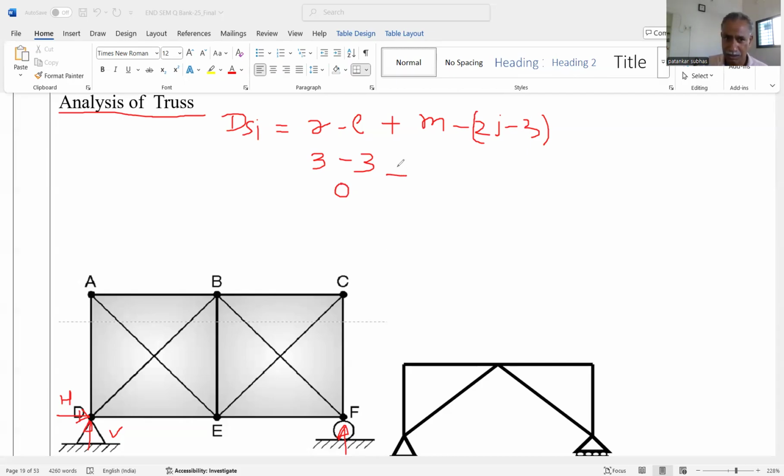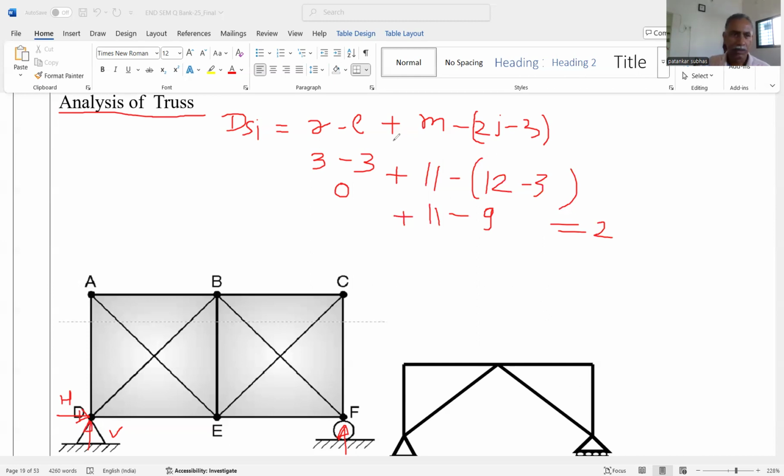But what about the internal? The number of members available are 1, 2, 3, 4, 5, 6, 7, 8, 9, 10, 11. There are 11 members, and the number of joints is 1, 2, 3, 4, 5, and 6. So 6 multiplied by 2 is 12, minus 3, so it is 9. So 11 minus 9, the degree of static redundancy is 2. That is the internal.